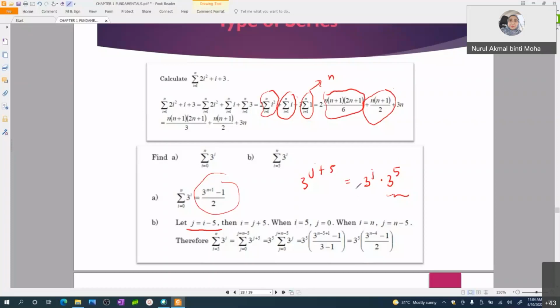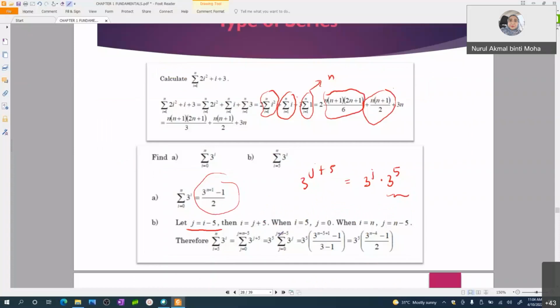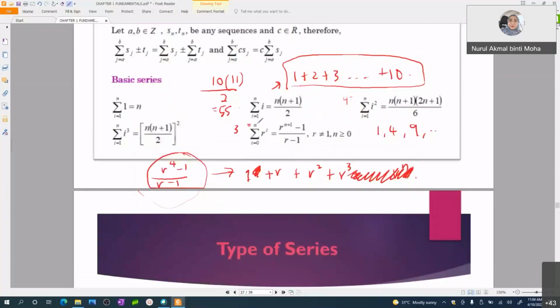Then for this one, if you look at the formula, you can apply it straight away. But now, instead of n as the stopping value, you will have n minus 5. So the value will be 3 to the power of n minus 5 plus 1, minus 1, divided by 3 minus 1. And then this is the final solution. You can still use this formula, but you have to manipulate the stopping value of n. Instead of n, you have here n minus 5. Is it okay? Is it clear? Okay. Boleh ah?